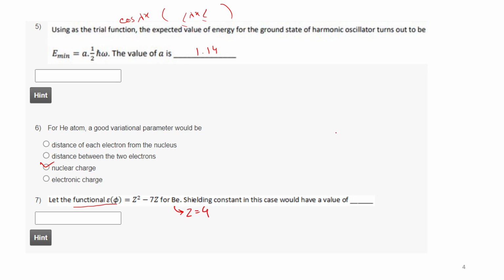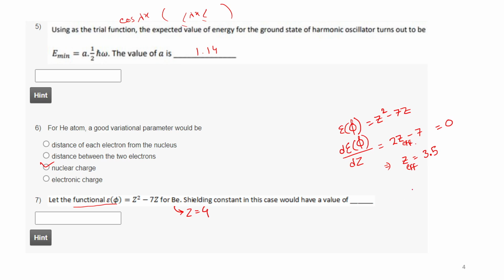From the variation theorem, we know that if we have the average energy, Z squared minus 7Z, we need to check for which value of Z, our variational parameter, E of phi is minimum. That is, the derivative is 0. That is 2Z minus 7, which will be 0 for the minimum of the E of phi functional. So Z will be 3.5, the effective Z.